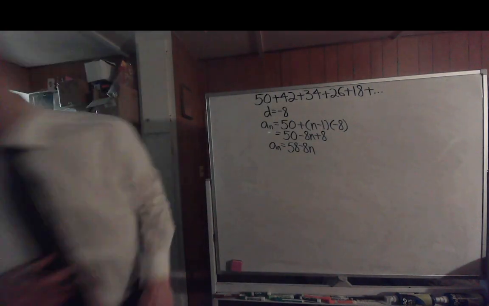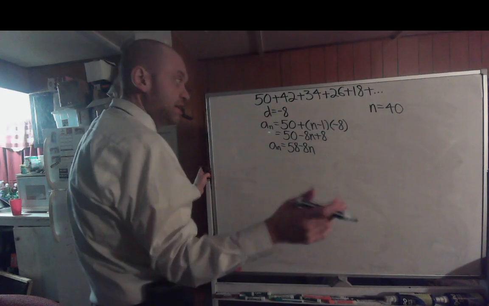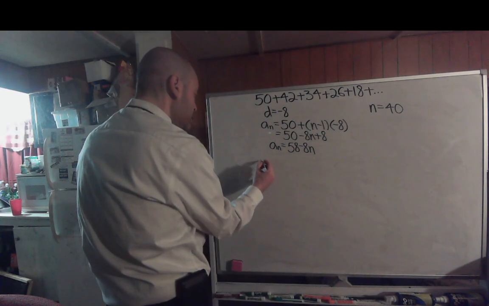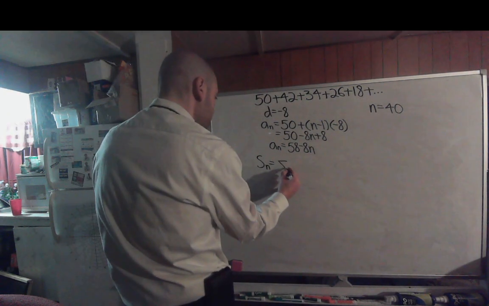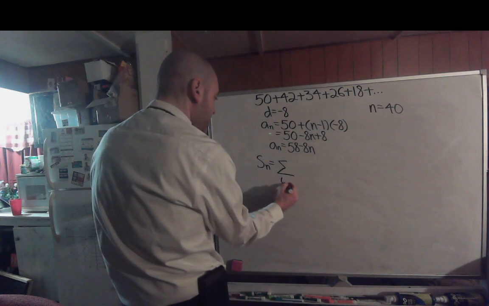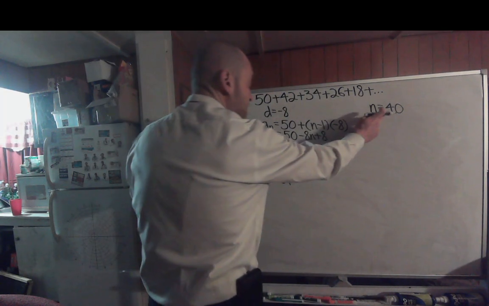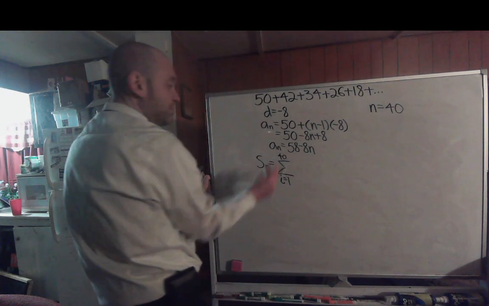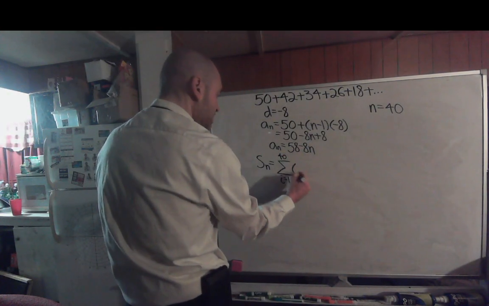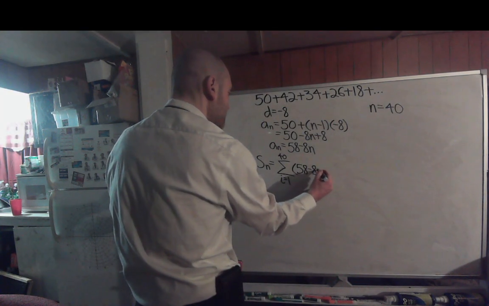Now, we're being asked to find the sum of the first 40 terms. So n will be 40. So we need to convert this to a sum. So the sum is going to equal, in this case, again, your i will equal 1. That's where your sum starts. We're trying to find the sum of the first 40 terms, so 40 will be your upper limit of summation. And then just plug in your sequence formula of 58 minus 8n.